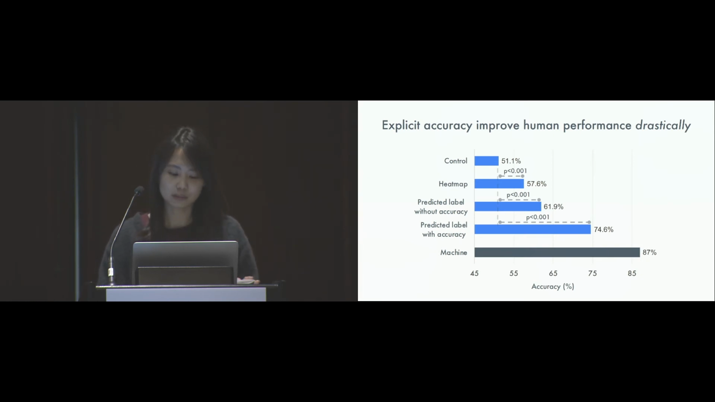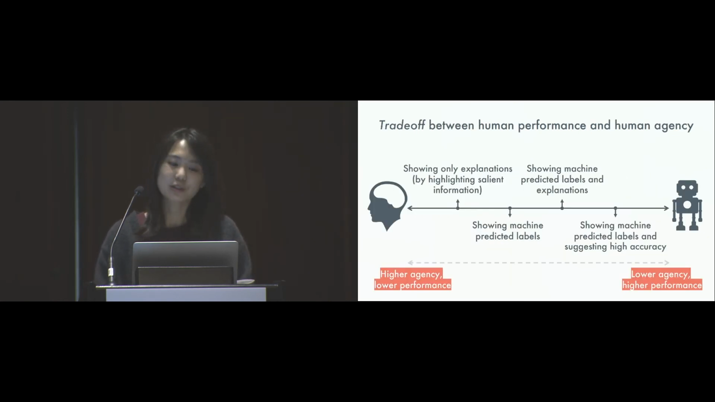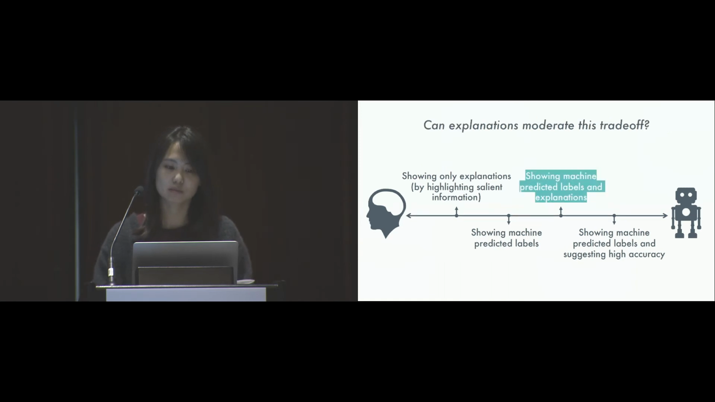And you have to note that the best performance is still worse than machine performance, so humans do not always follow machine predictions. So there's a trade-off between human performance and human agency. When there is higher human performance, it's accompanied with more machine assistance, and lower human performance with less machine assistance. And since showing predicted labels is necessary for sizable human performance improvement, we want to find out if showing explanations coupled with these predicted labels is able to moderate this trade-off between human agency and human performance.